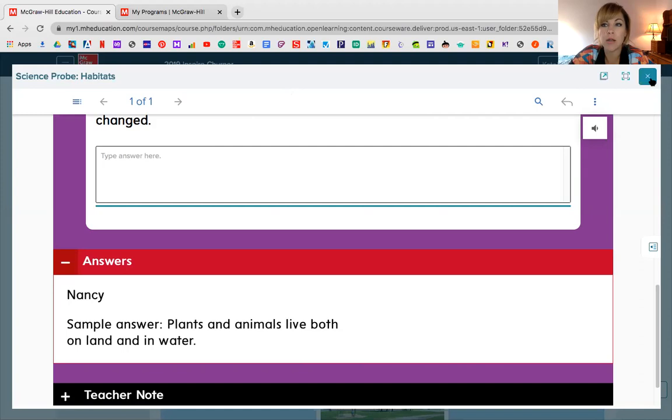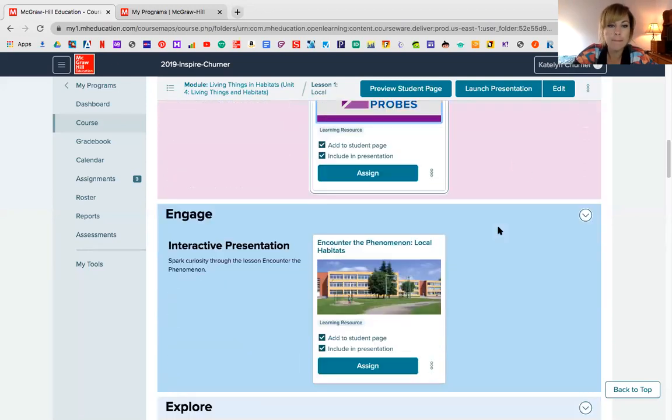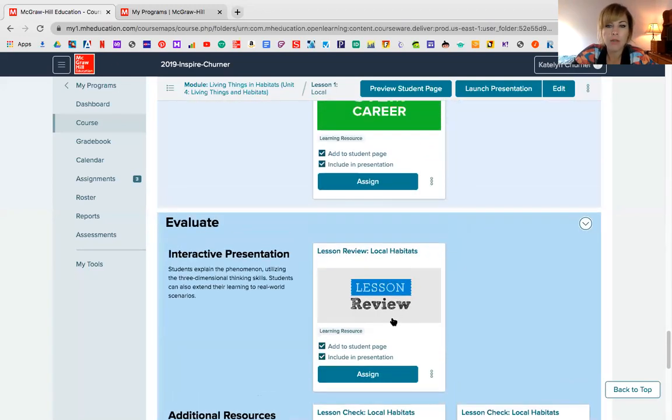So when we were doing that one page where we saw those tall grasses growing out of water, we know that fish live in water. So it's true, habitats can happen both on land and in water. So if you did that, good job, you guys. Let's go ahead and finish our lesson review.